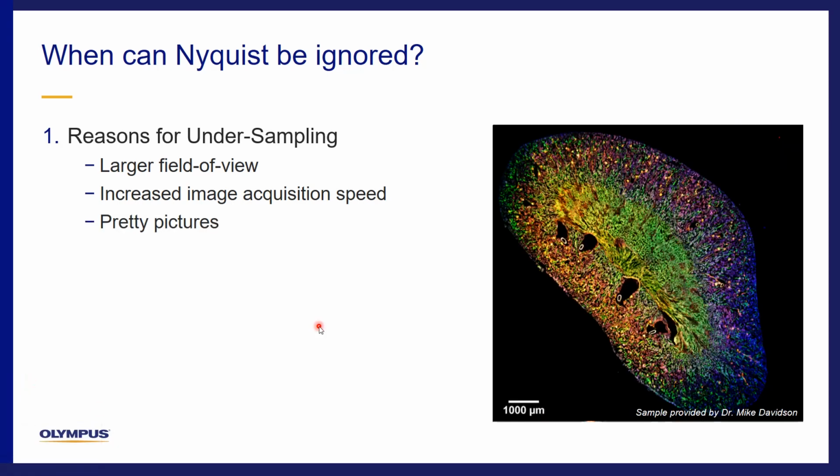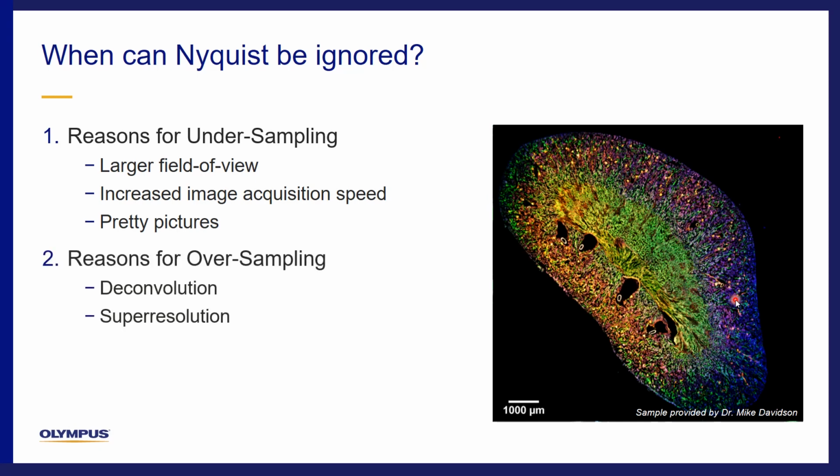Now, another common reason is if you just want pretty pictures. In this case, we're looking at a single 1.25x magnification image of a mouse kidney slice. Naturally, this image is not captured at Nyquist. This was all about showing a big, giant piece of tissue. So again, if you need to have just a big, pretty picture, you're not necessarily zooming to Nyquist. You're just trying to make the picture look as visually appealing for your individual goals.